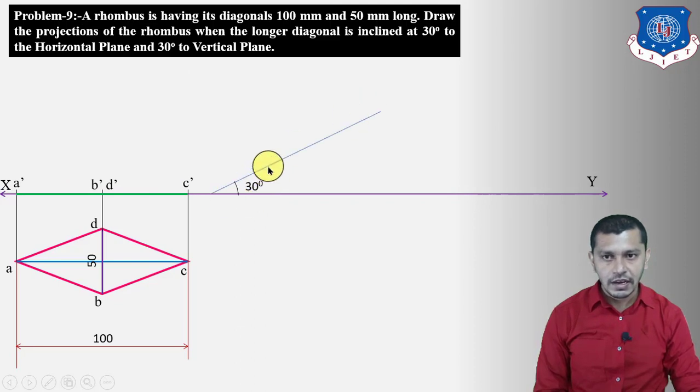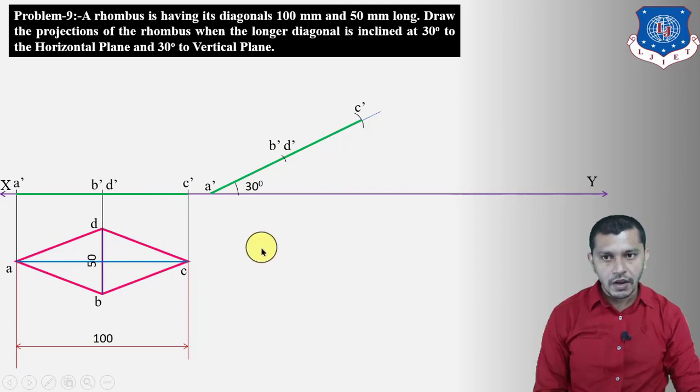So draw a line inclined at an angle of 30 degrees, and on this line we will mark A dash. Now measure A dash to C dash, mark this point. Over here we will get C dash. Connect A dash C dash, and now measure A dash to B dash D dash, mark this point. Here we will get B dash D dash. So we have to incline this line at an angle of 30 degrees by taking A dash on the XY reference line, because the elevation of the rhombus will represent the length of the longer diagonal.